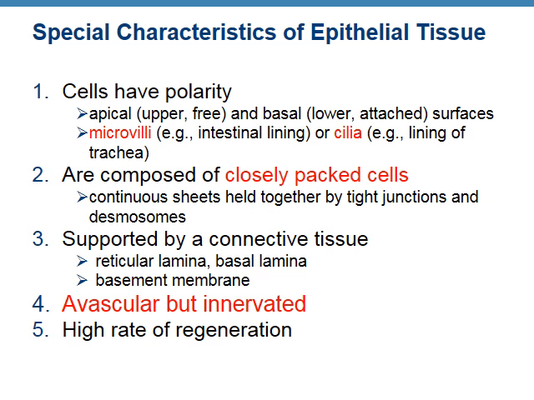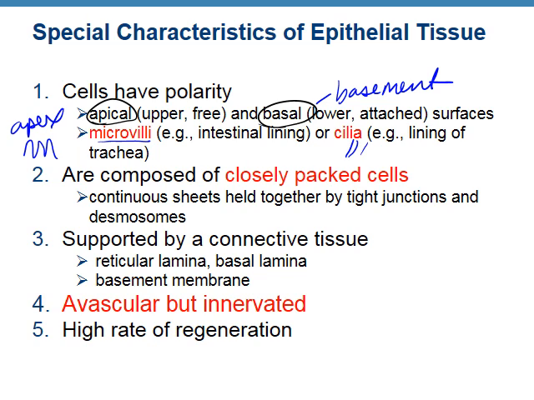There are some special characteristics of epithelial cells. So cells have polarity. Polarity means opposite, so they're going to have an upper end and they're going to have a basal lower end. So this would be the basement end. If you want to think of it as basement, this is apex or top. They have microvilli, which are the little fingers, and cilia, which are the hairs. They're comprised of closely packed cells. So remember, epithelial cells are close together, and they're supported by connective tissue. So directly underneath epithelial, you're going to have connective tissue.